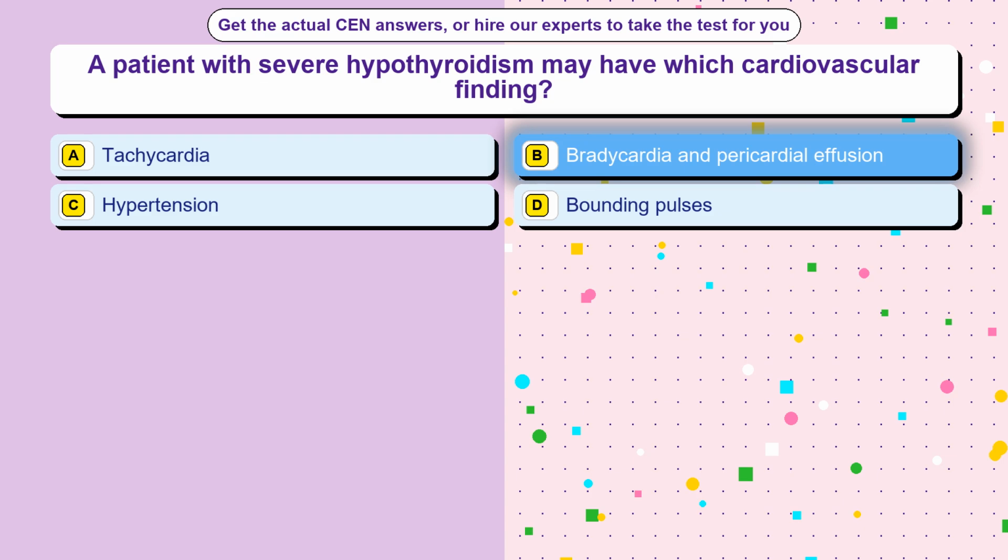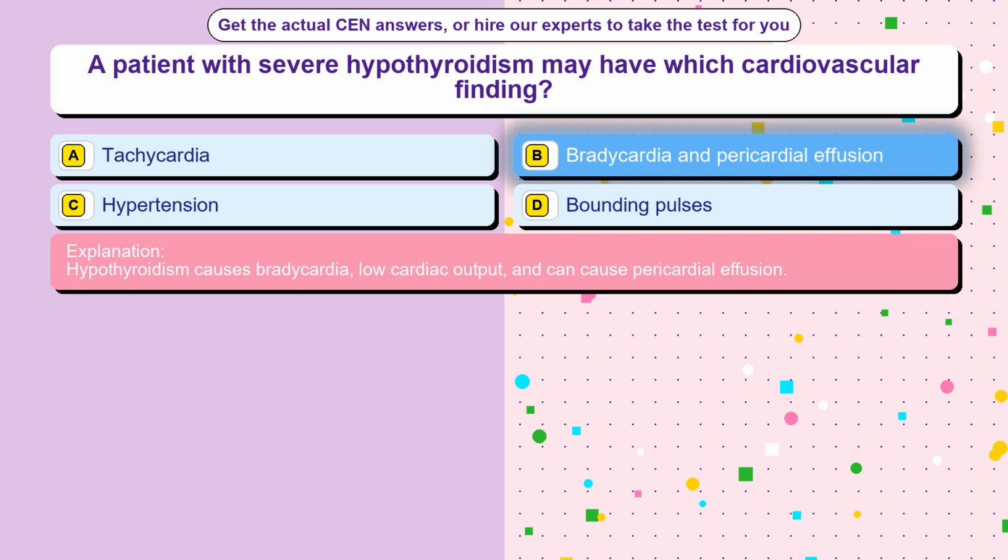The correct answer is option B. Bradycardia and pericardial effusion. Hypothyroidism causes bradycardia, low cardiac output, and can cause pericardial effusion.